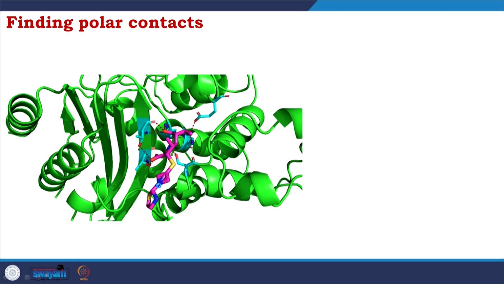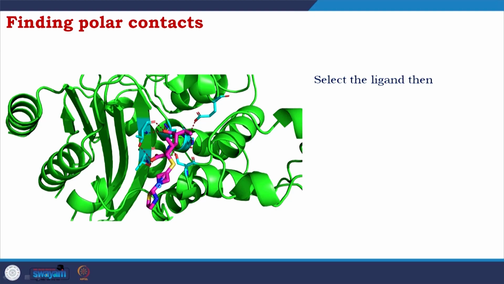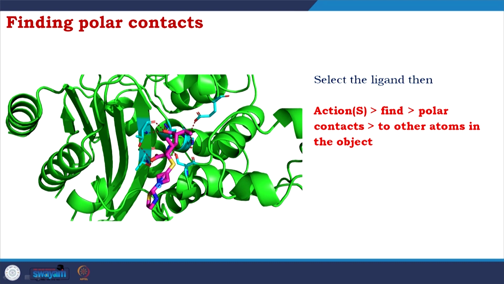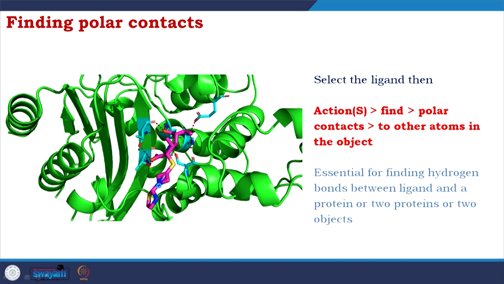Now, coming to finding polar contacts, as I told, when you want to understand the deeper level of science, you have to find out the interactions inside the protein, what are the interactions of the protein with the ligand and all these things, and that is called finding polar contacts. First you have to select the ligand with which you want to see the interactions, then go to action, find polar contacts to other atoms in the object, and it is essential for finding hydrogen bonds between a ligand and a protein, or between two proteins or between two objects.